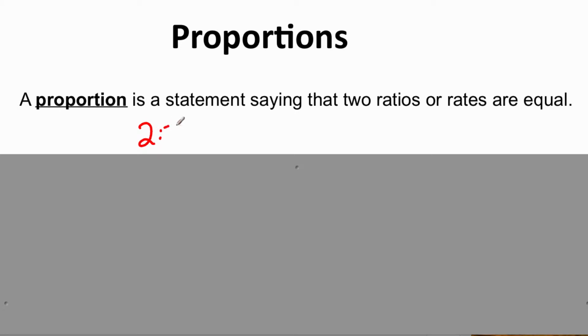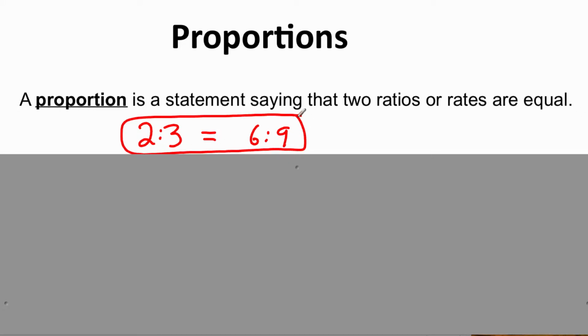If you have a 2 to 3 ratio, we know that we can get other equivalent ratios by multiplying the terms by some number other than 0. So for example, if I multiplied the terms of this ratio by 3, that would give me 6 to 9. I know that these two ratios are equal. And that's what a proportion is, two ratios which are equal.